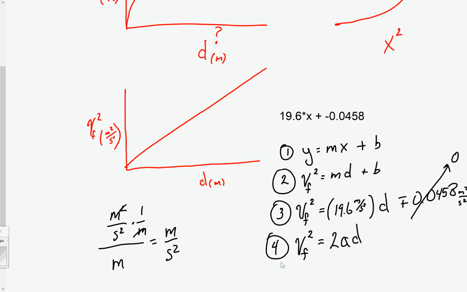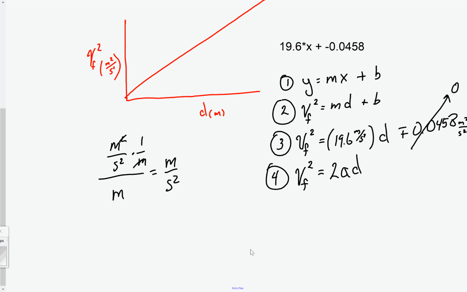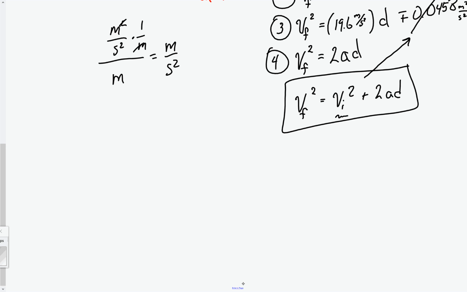So wait a minute. Have I seen this equation before? Well, yeah, I've seen this equation before at this point. So I know that velocity final square is equal to, you'll see this in your textbook, velocity initial square plus 2 times AD. Wait a minute, but ours doesn't have this velocity initial in there. Why not? It's 0.